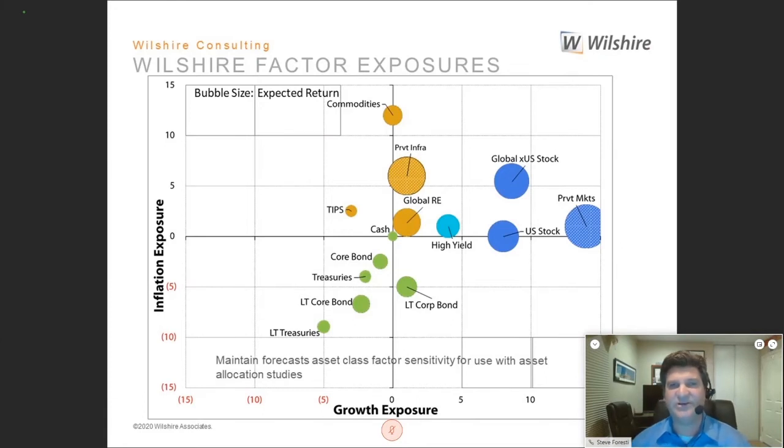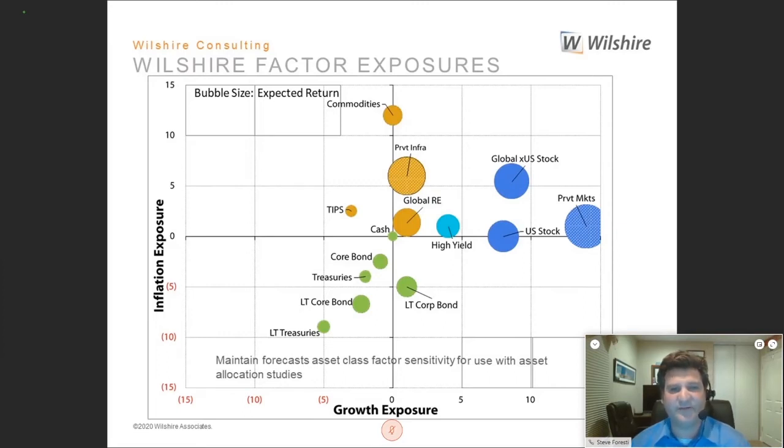The vertical is inflation. As you move to the top, those are asset classes that if you have increases in inflation, you would expect to perform very well. They have sensitivity to inflation and would suffer with lower or deflationary environments, and then vice versa. The goal here would be to try to build portfolios that have a little less sensitivity to surprises in these factors.